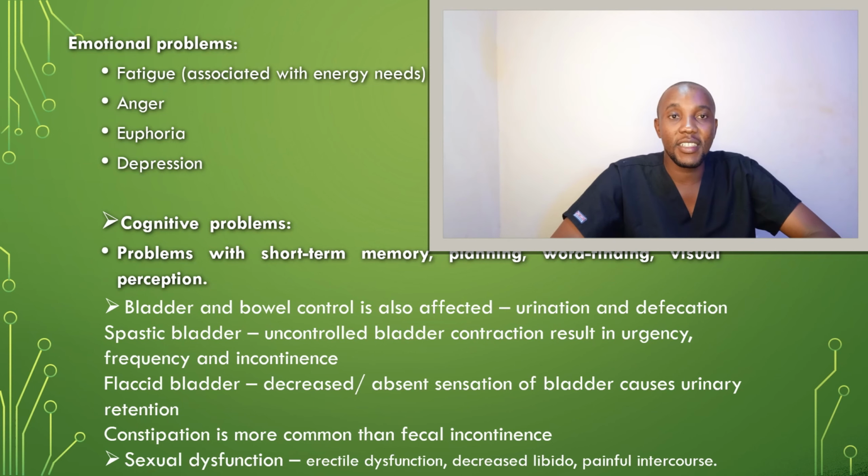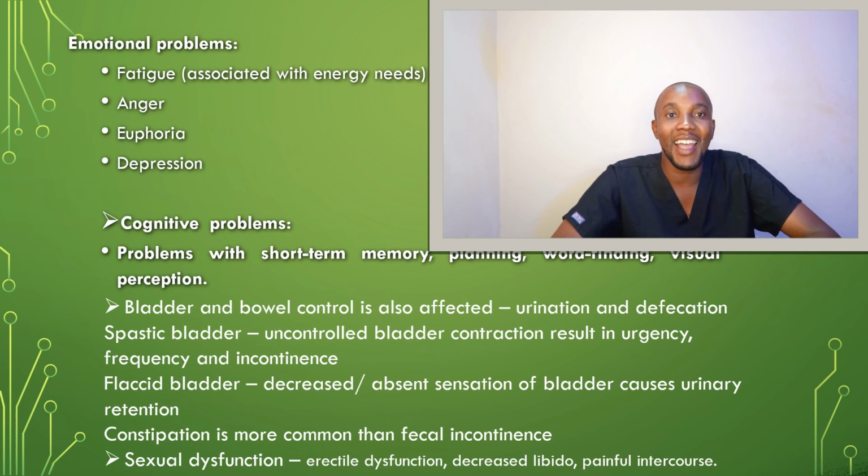Another very important sign and symptom when it comes to clinical manifestations of the disease is bladder and bowel control. Bladder and bowel control are affected. When I talk about bladder and bowel control, I'm talking about urination and defecation. A patient can have spastic bladder. What is spastic bladder? That is an uncontrolled bladder contraction, which results in urgency, frequency, and incontinence.